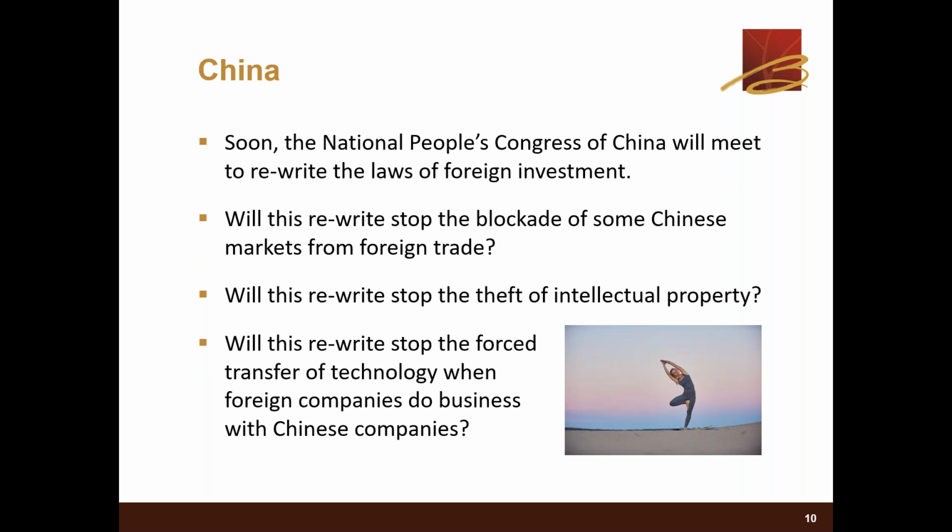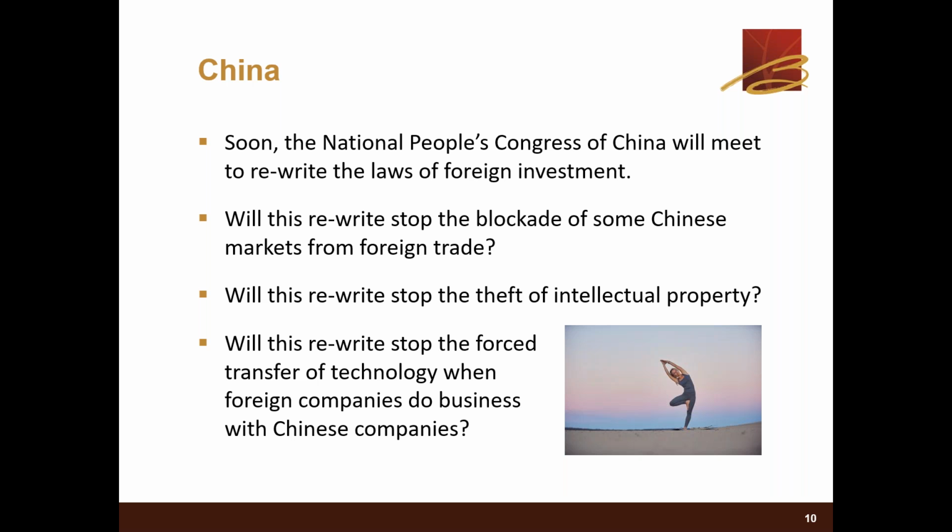More about China. Their National People's Congress is going to meet soon to rewrite the laws of foreign investment. The big question in our negotiations with China is, will this kind of move, or the negotiations, address or solve the problem of how Chinese policy has been to block access to the United States and other foreign interests in the Chinese economy, block access to some of their markets?